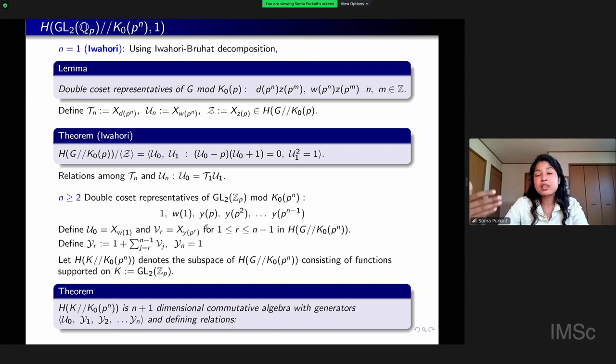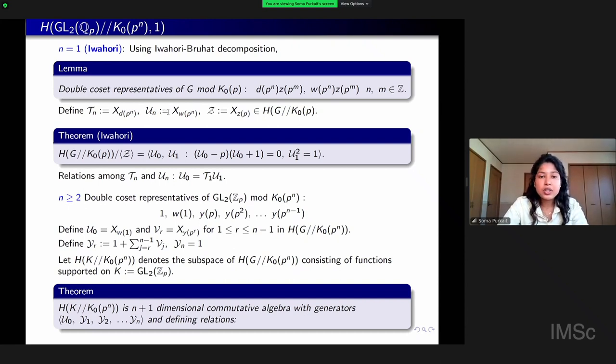The Iwahori Hecke algebra corresponds to the Borel subgroup, and over here we are looking at K_0(p). Using the Iwahori-Bruhat decomposition, we can get the double coset representatives. This is well known, consisting of these elements d_{p^n} z_{p^m} and w_{p^n} z_{p^m}. So essentially the diagonal d_{p^n} and the anti-diagonal w_{p^n}. And let T_n and U_n be the corresponding characteristic functions.